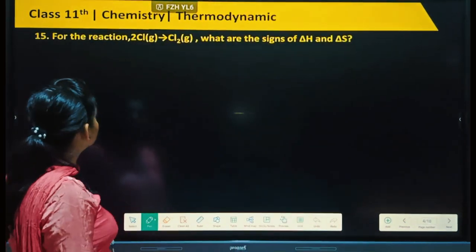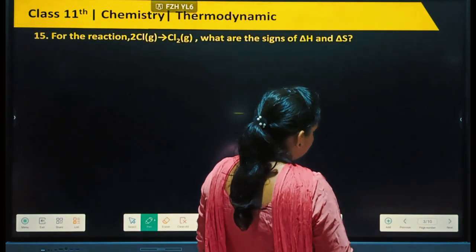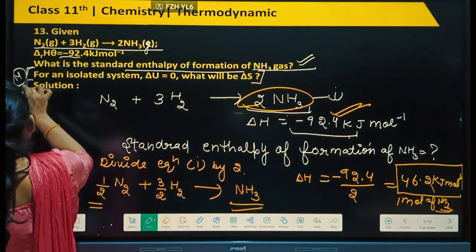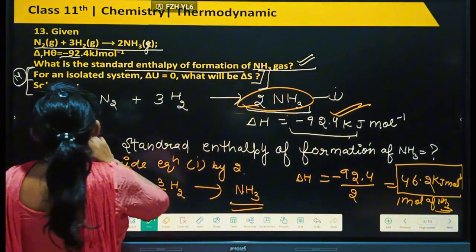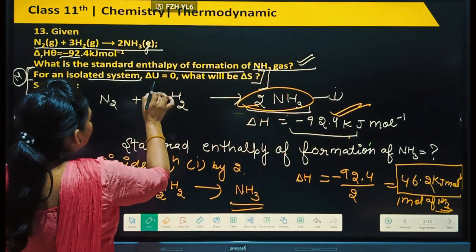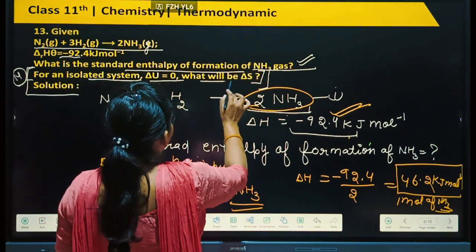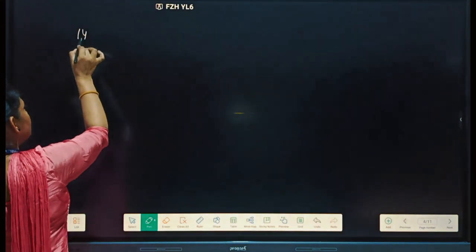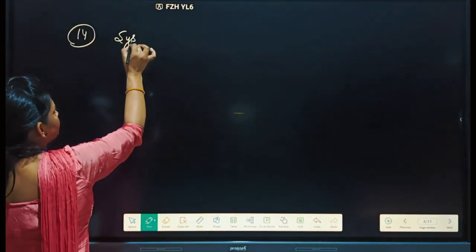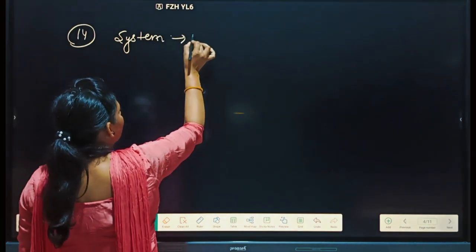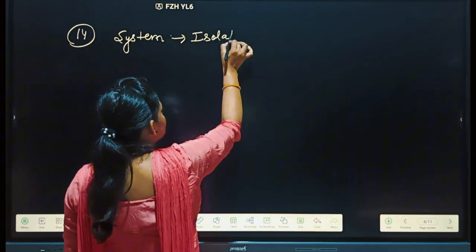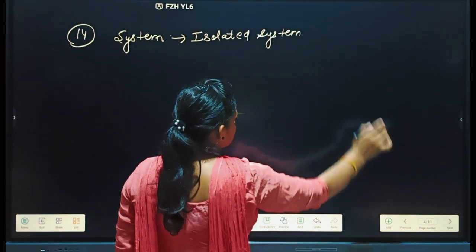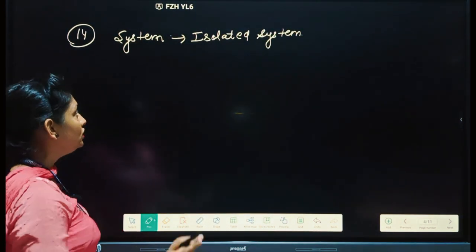Now say next question, students. You can see this is a different question here. What is this question? For an isolated system, del U is 0. What will be del H? Here the system is isolated. What do you mean by isolated system? It means one in which neither matter nor energy can be exchanged from system to surrounding or surrounding to system.